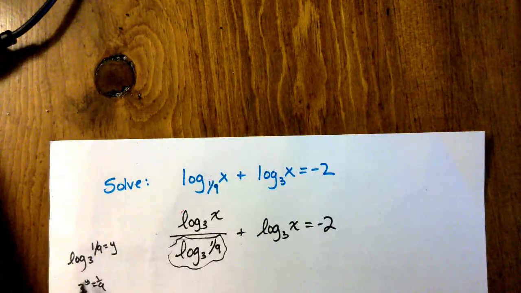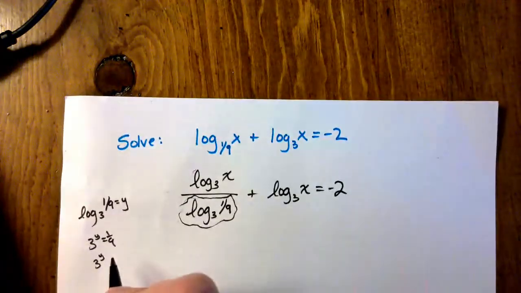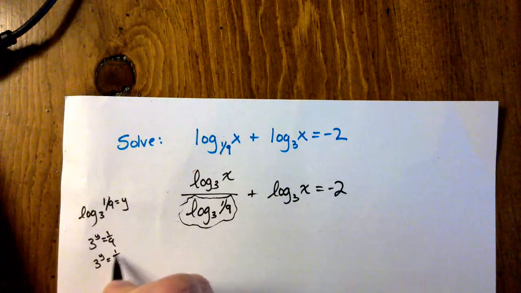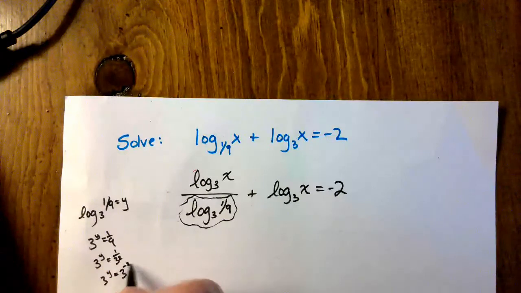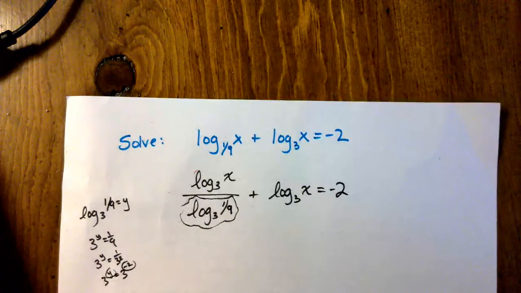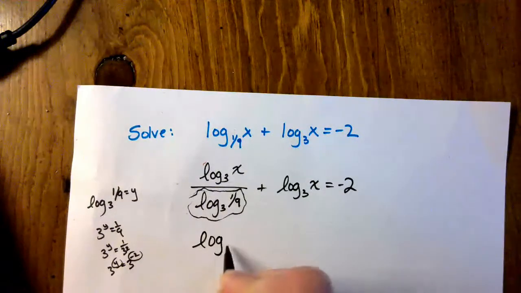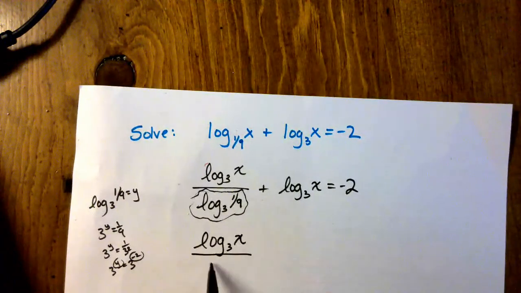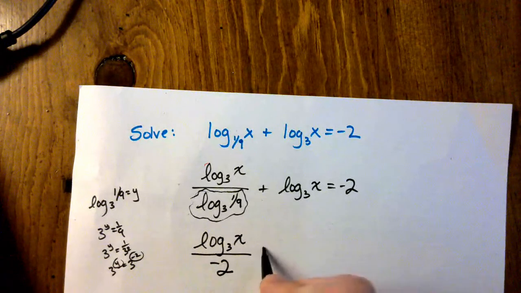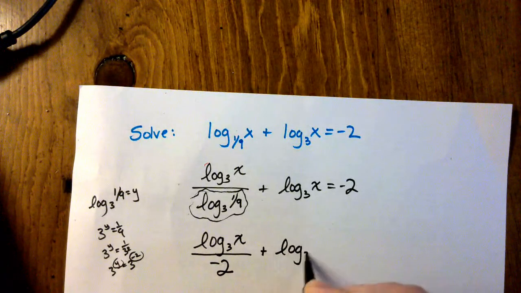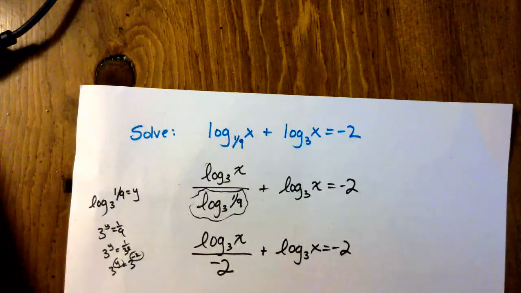Well, what would we have in here? We'd have to solve for this. That's 1/3 squared. 3 to the y power would be 3 to the -2nd power. And then you realize what that was. So this is -2. However long it takes you, hopefully you'll get better at doing that fast. But this is just the number -2, plus log base 3 of x equals -2.